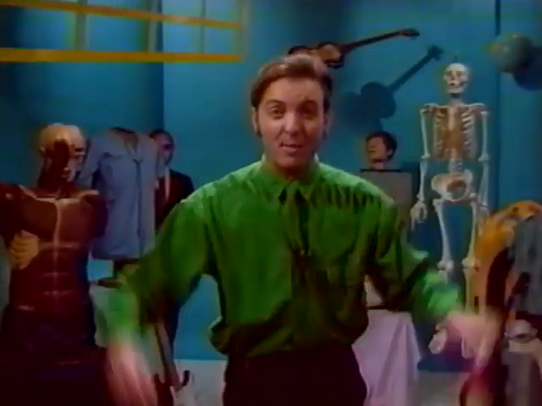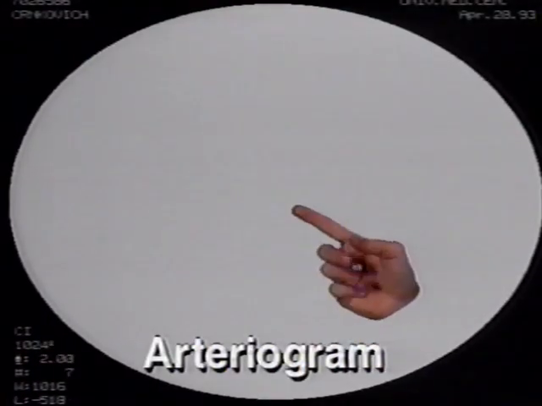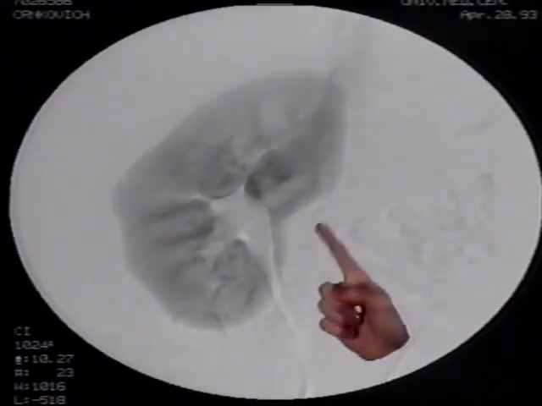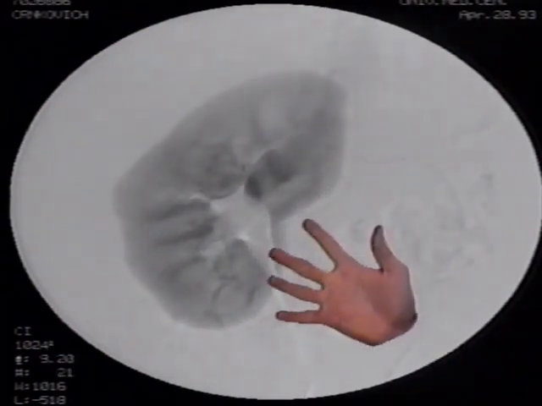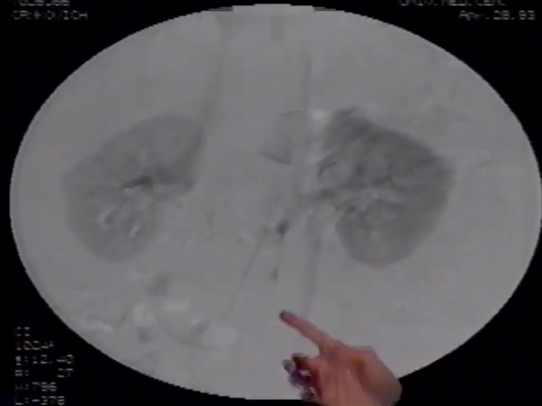Now let's take a look at some arteries in action. This is an arteriogram where we inject dye into the artery to observe the flow of the blood. Oh, a kidney! This must be a renal artery. Renal is Latin for kidney. Can you see how the artery supplies the kidney with blood? Now, if we inject the aorta with dye just proximal to the renal arteries, oh, we see both kidneys, and we see the bifurcation of the aorta here at the bottom of the screen.